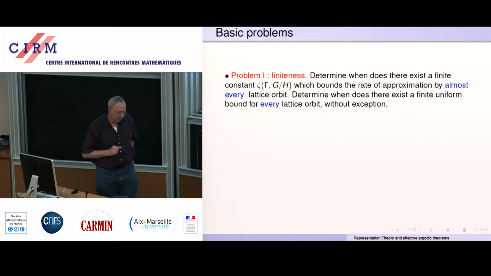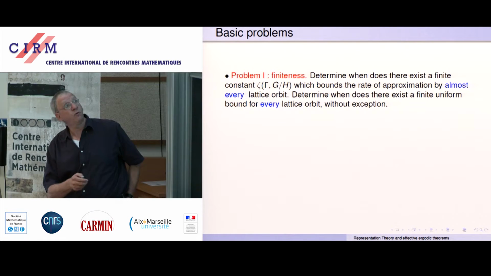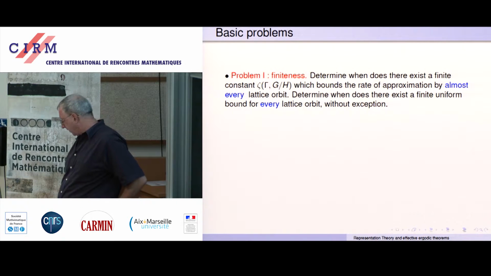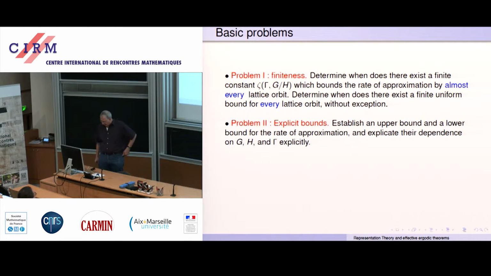I can tell you already that this is not going to happen generally. There are obstructions to that, but perhaps there would be some situations where it can be realized. So this is a much stronger conclusion where our approximation actually holds for every single gamma orbit, and not just for almost every. Another problem is to compute explicit bounds, namely to establish an upper bound and a lower bound on the rate of approximation and explicate their dependence on G, H, and gamma explicitly.